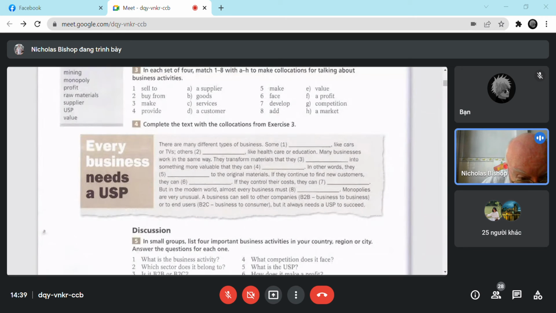Monopolies are very unusual. A business can sell to other companies, B2B, business to business, or to end users, B2C, business to consumer. But it always needs a USP to succeed. A unique selling point, yeah?